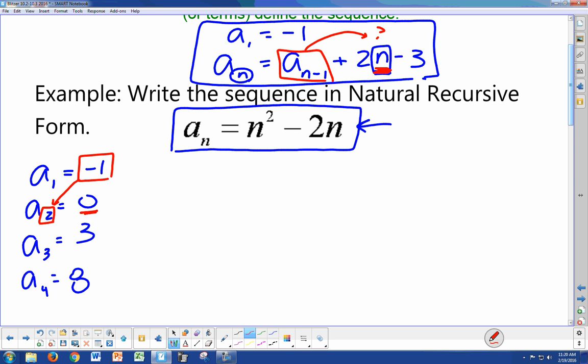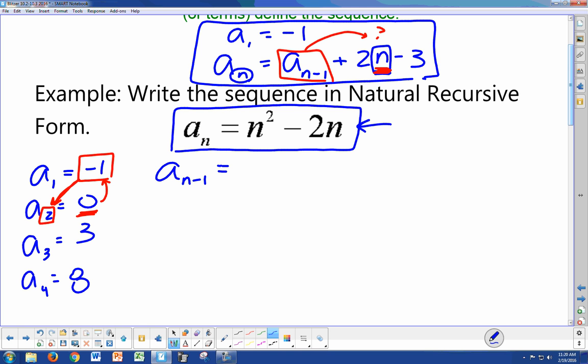We are currently at this location. We want to have this one, and we want that one to actually create the number 2. So I'm going to do a couple of things. The first thing I'm going to do is reorganize my sequence. I'm going to rewrite this sequence, instead of a sub n, as a sub n minus 1. And let me show you why I want to do that.